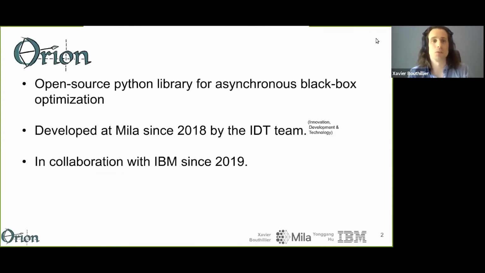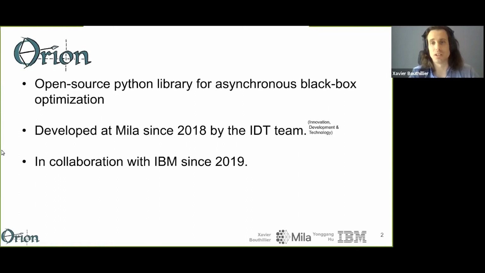So first of all, what is Orion? It's an open source Python library for asynchronous black box optimization. It is being developed at Mila since 2018 by the IDT team, the Innovation Development and Technology team at Mila. Mila is a research institute that was born from the partnership of different professors at 4 different universities in Montreal. It rallies more than 500 students and researchers now, mostly master and PhD students.